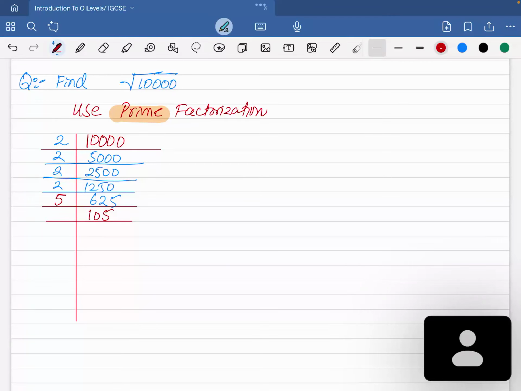105. Yes, sir. That will be with 5. 5 times 2 is 10, so it would be 1. Okay, I got 21. Should I use 3 or 7? 3, sir. 3 times 7 is 21. And 7 times 1 is?